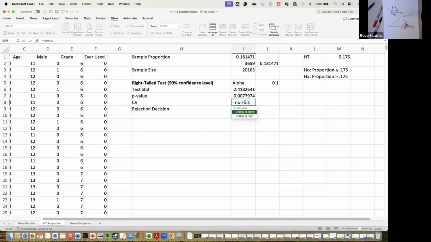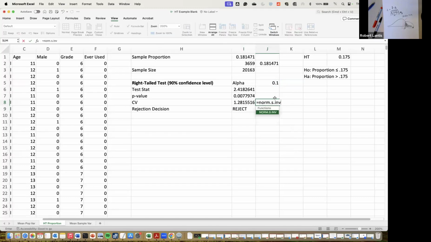So norm.s.inv, I tell it, okay, I wanted this area in the tail. The problem is if I do this, I'm actually looking up an area of 0.1 in the lower left tail. So I'm going to find the correct critical value, but it's going to be negative. So I can do two different things. I can just take the absolute value. It's a symmetrical distribution, so it'll give me the right value, but it'll be negative. Okay, so now I've got my positive critical value that makes sense for a right-tailed test.